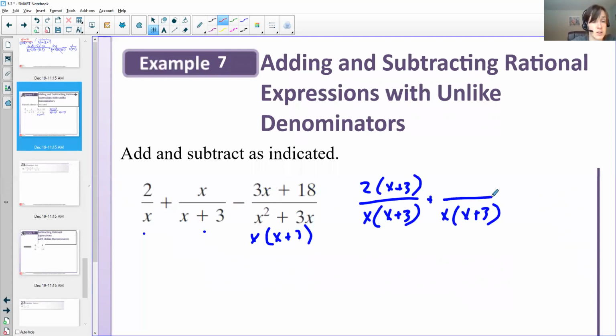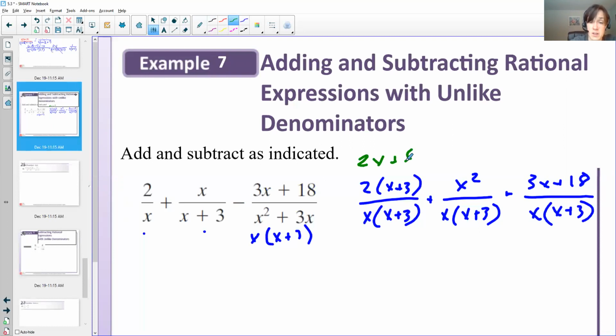Let's see, it changed here just because of x. That actually just becomes x squared, right? And then the last one doesn't change at all. 3x plus 18 over x times x plus 3. Okay, so I'm going to just write myself a little note above this one, what it becomes. I want the green pen. All right, this becomes 2x plus 6.